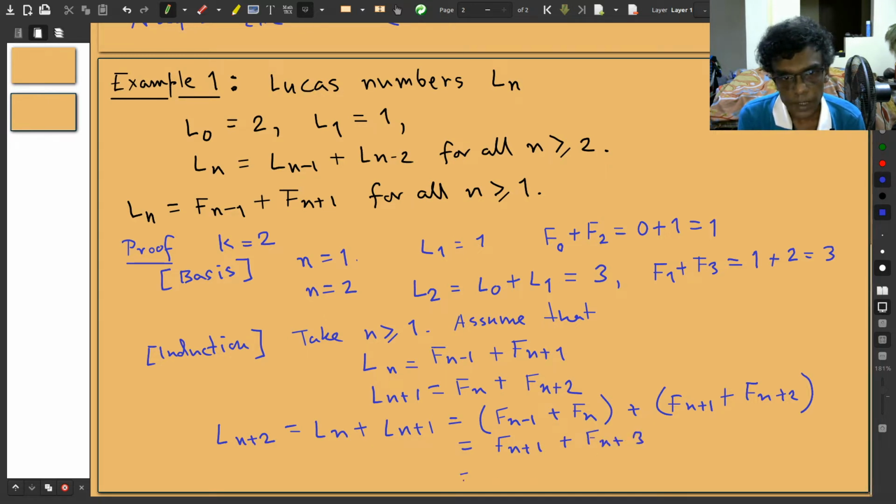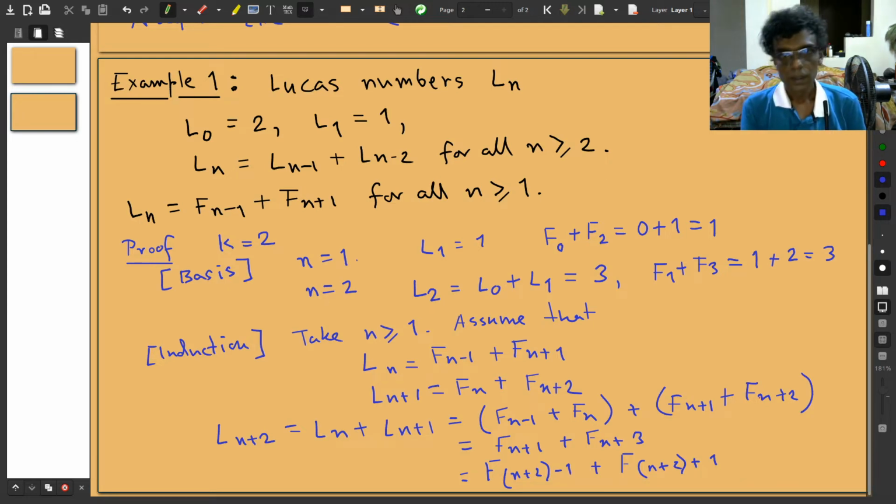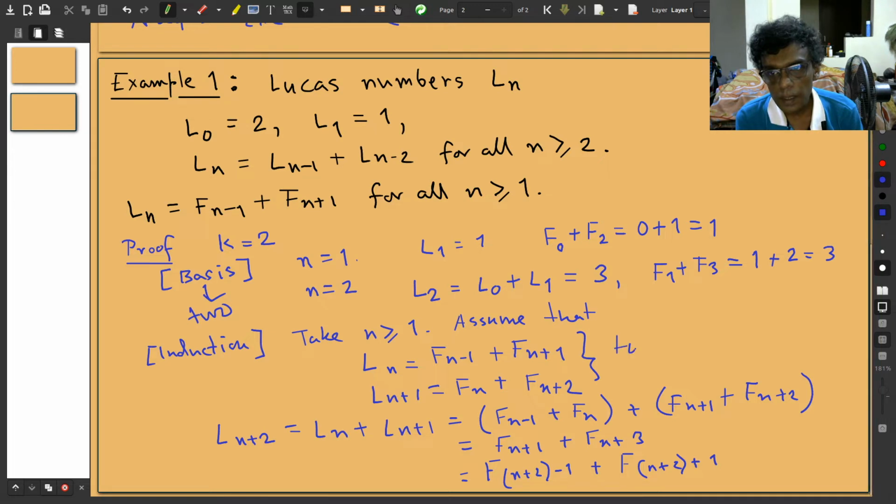So I can formally write it as Fn plus 2 minus 1 plus Fn plus 2 plus 1. Okay, so the basic difference is that I have to consider two basis cases. However, here also I make inductive assumptions for two consecutive values of n. Okay, this is how this is different from the previous, I would say, weak form.